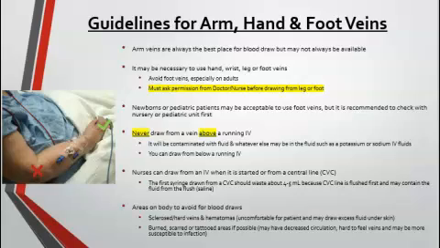Sometimes blood can be collected from the IV itself or from a central line, but this is something the nurses have to do. This is not something a lab tech can do or a phlebotomist can do.